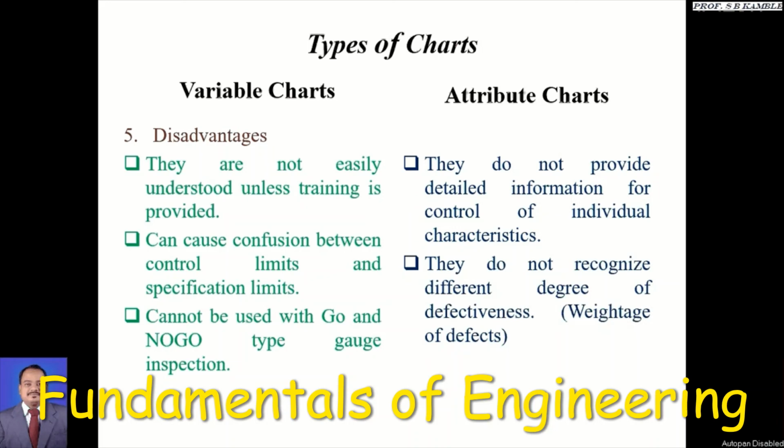Also, they do not recognize different degrees of defectiveness or the weightage of defects. The defects we get at any point of time can be different. So what is the weightage of the defects for specific products or a number of products, that we do not get in the attribute chart. We just get that this product is defective.